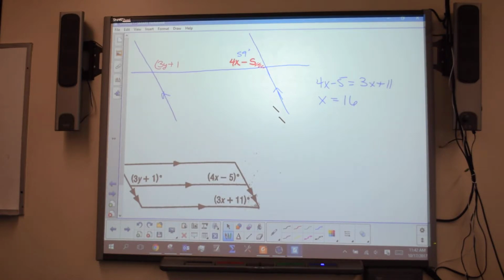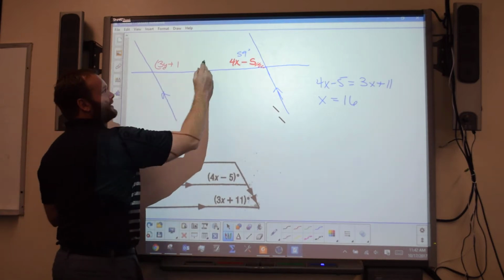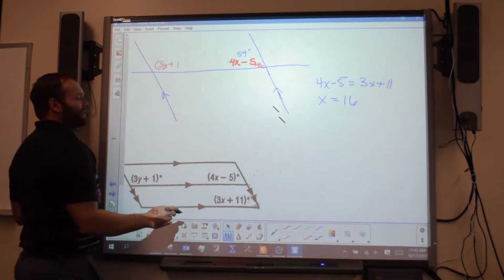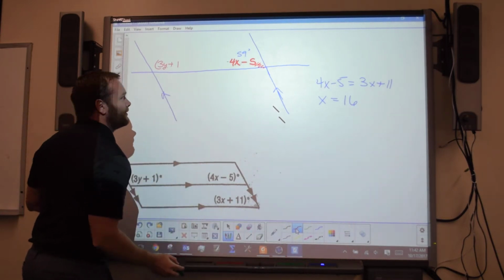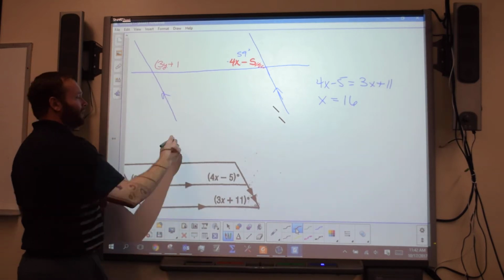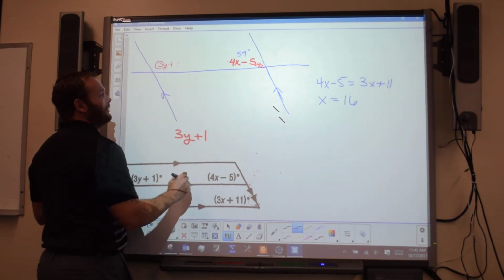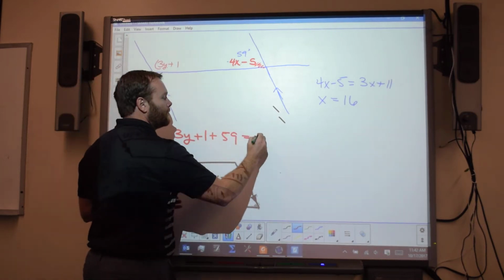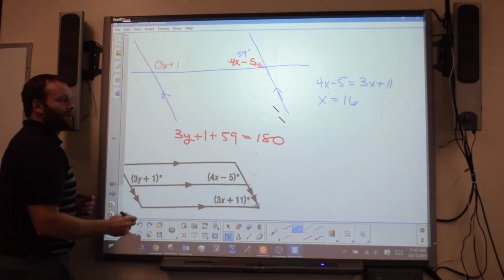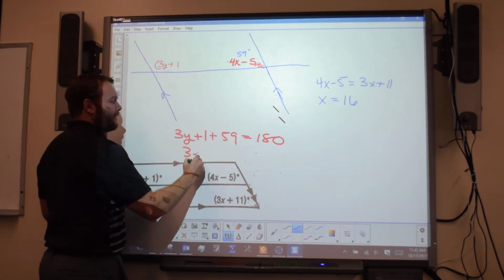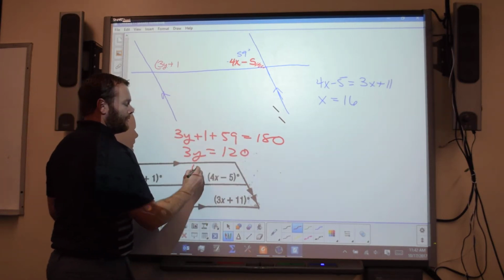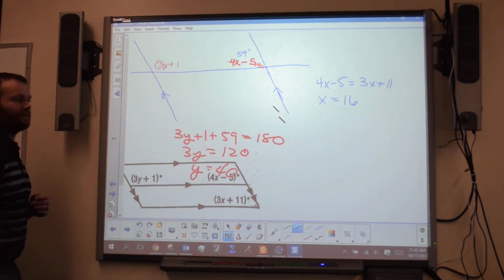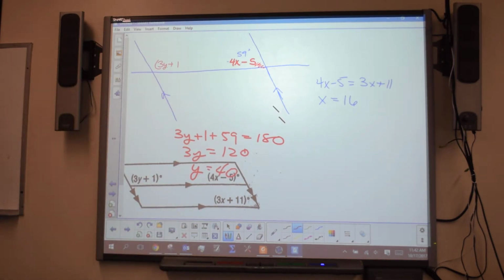Careful. Same side interior, okay, because they're both on the inside. So if they're same side interior, what's the relationship between them? They're supplementary. Good. So we'll say 3y plus 1 plus my 59, so that's 60 there, should equal 180, right? Move that 60 over, so I get 3y is equal to 120. Y ends up being 40. Alright?